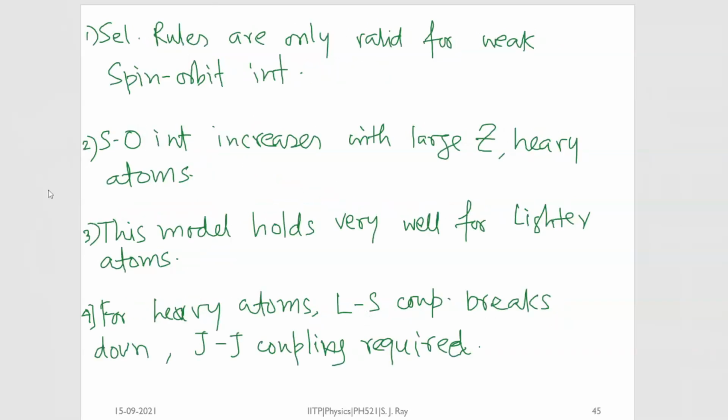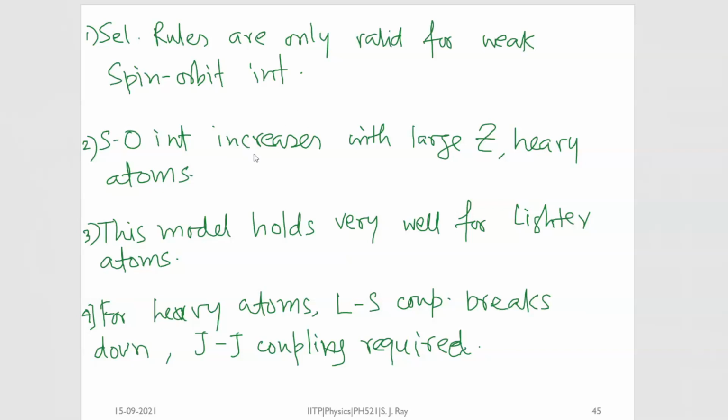So now there are a few more points which are relevant in this context. It says that the selection rules are only valid for weak spin orbit interaction, which means that the coupling between L and S is not very strong. That means we are talking about atoms with low Z, something like carbon, boron, silicon, nitrogen, phosphorus, atoms like that, which are a little bit lighter atoms.